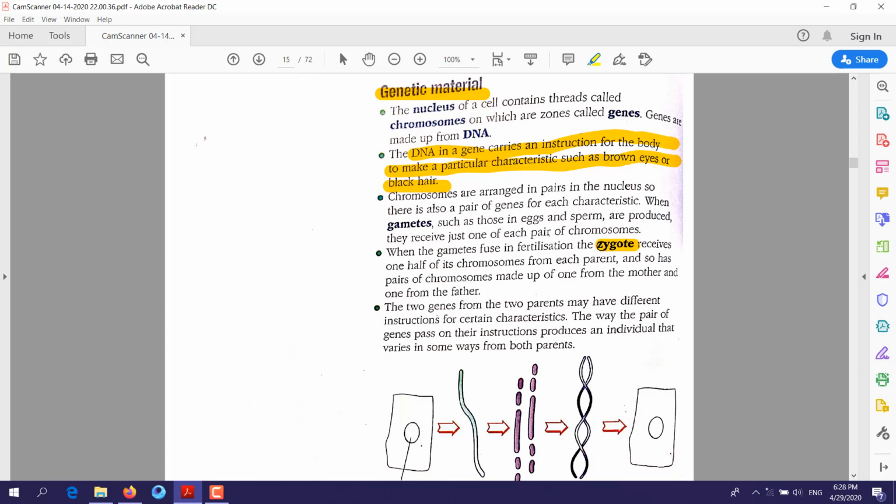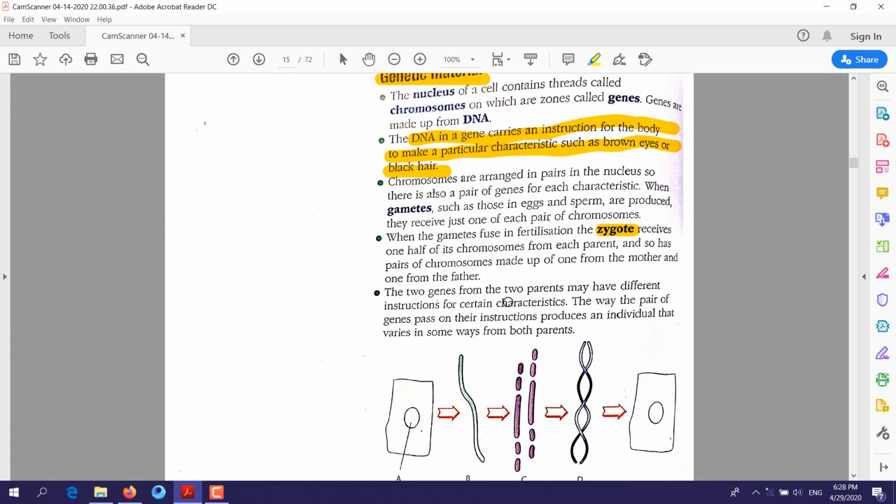This zygote now carries information from both. Half of this information comes from the father, and the other half comes from the mother. So when they fuse with each other, they form something new, new characteristics, okay? So this will be transferred to the offspring. Then this zygote, when it starts dividing more and more, will form the embryo, then the offspring.